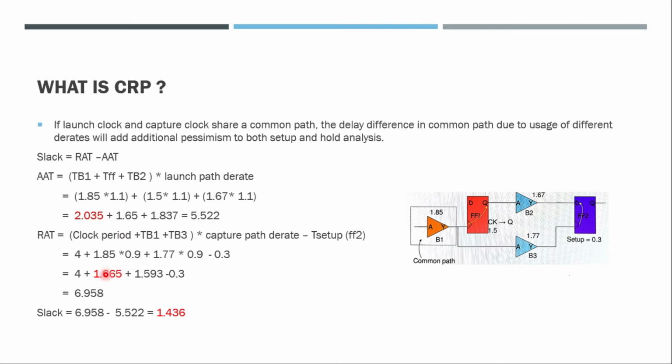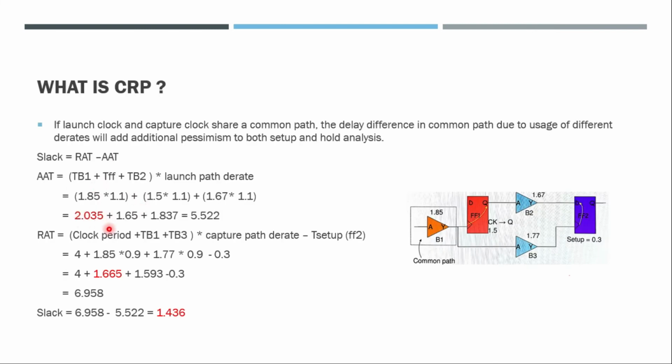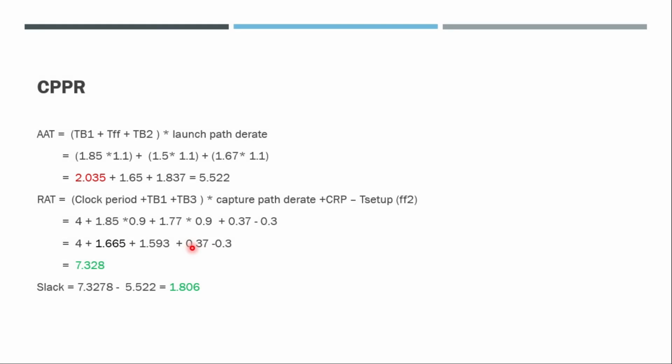So how do we solve that? We solve that by using an additional term called CRP. This happens in the tool itself. CRP stands for clock reconvergence pessimism. It is the difference between these two, 2.035 and 1.665, which is actually the difference of delays between these two because of the derates. That value, 0.37, will be added to the required arrival time, so that it becomes 7.328.